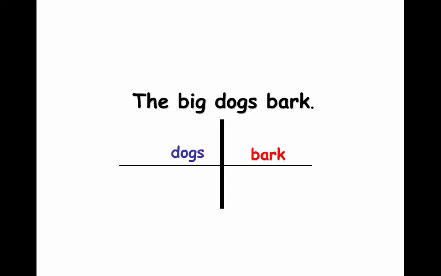The big dogs bark. So if I've got more than one, here's how I do that. Again, start with dogs and start with bark, very easy. Now I just have two words underneath, okay? The dogs bark, the big dogs bark. Both the and big describe our subject. They're all part of our complete subject, which is over here. So I need to put them on the left side.